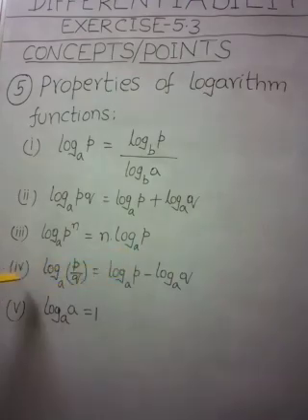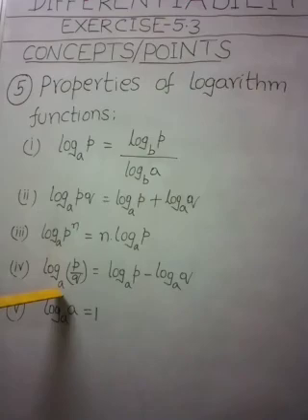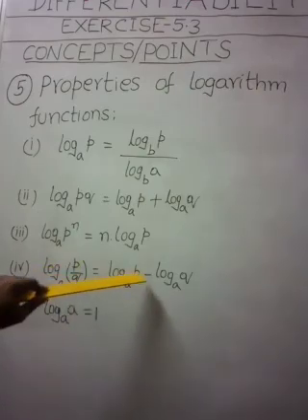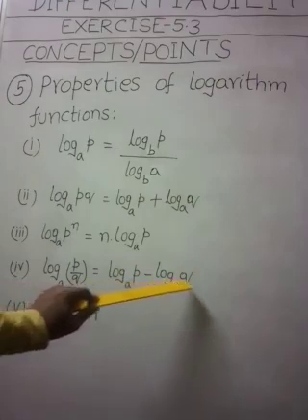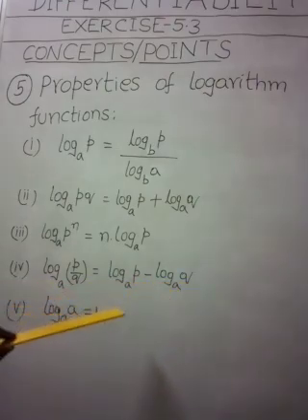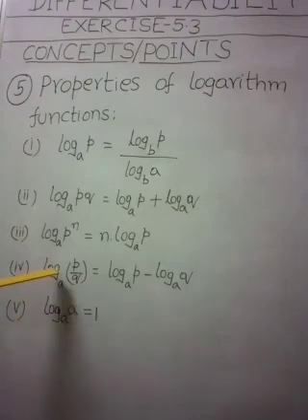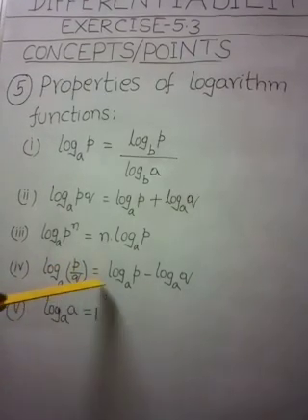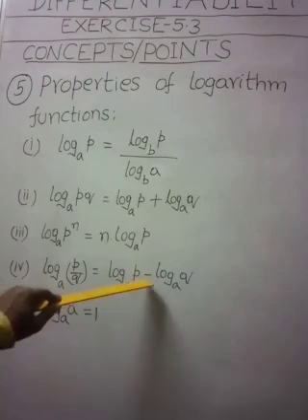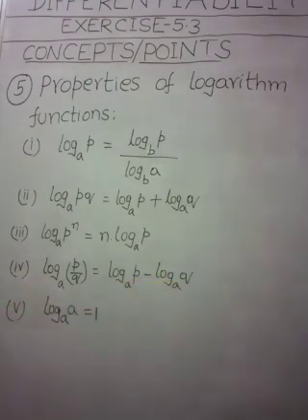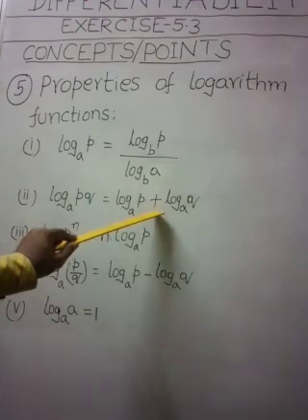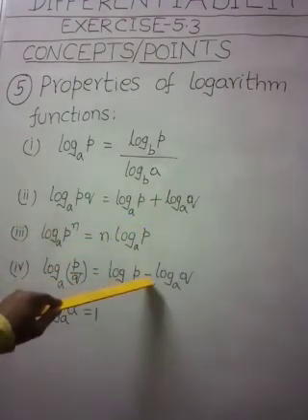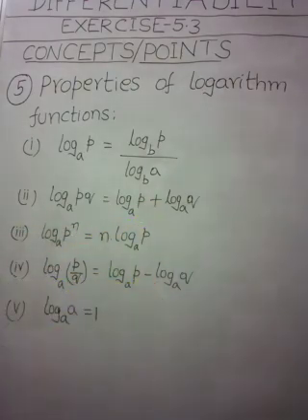Okay, my dear children. Now fourth property, log P by Q base A is equal to log P base A minus log Q base A. I repeat this property, my dear children. Log P by Q base A is equal to log P base A minus log Q base A. Here PQ means plus, P by Q means minus.